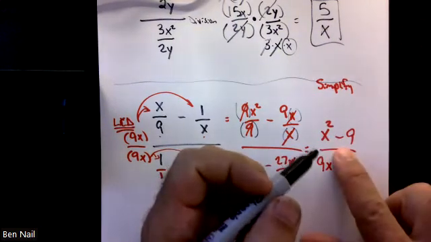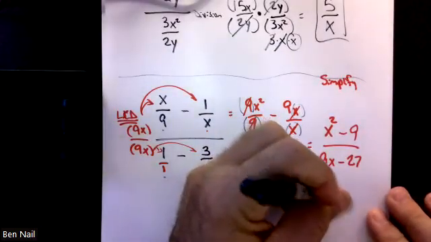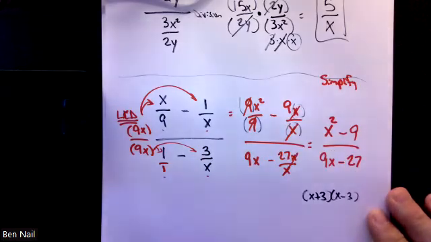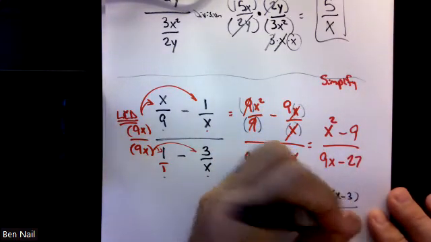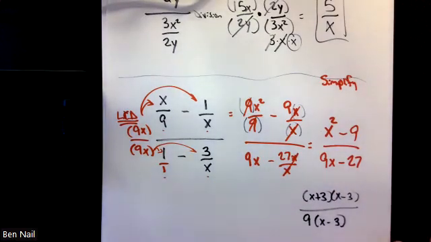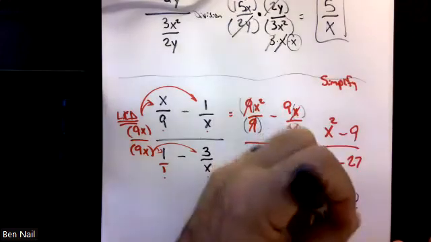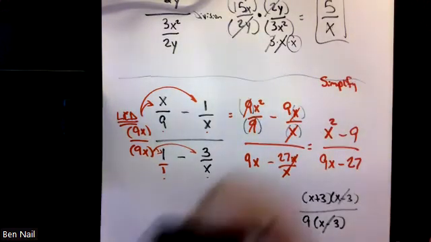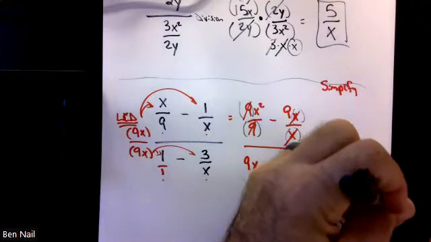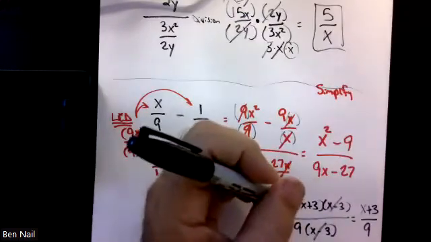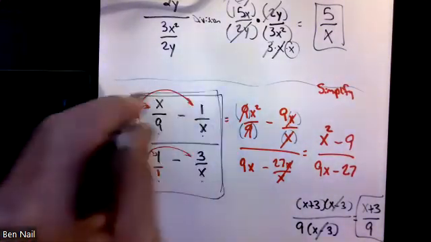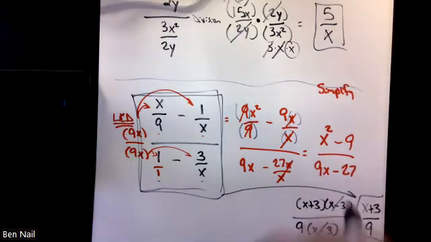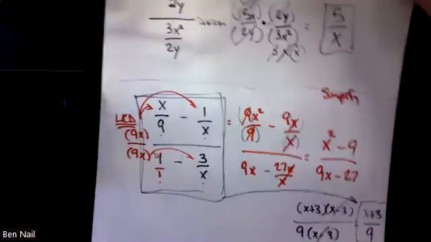So I'm going to factor. x squared minus 9 factors into x plus 3 and x minus 3. That 9x minus 27, we can factor out a 9. And now because we're multiplying, we can cancel those common factors, leaving me with a final solution of x plus 3 over 9. So this big, hairy, ugly thing reduces all the way down to x plus 3 over 9.